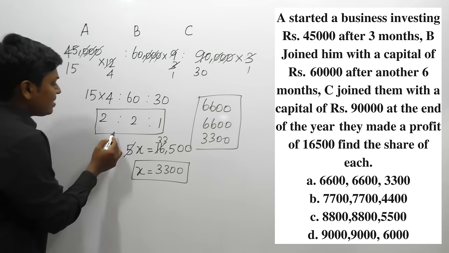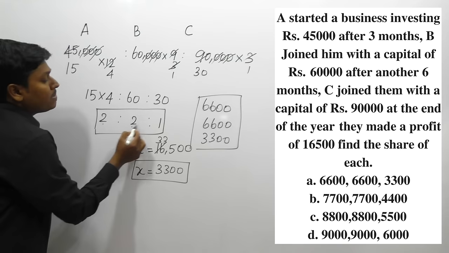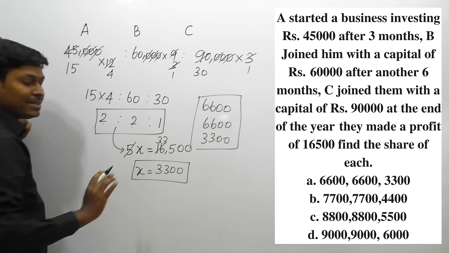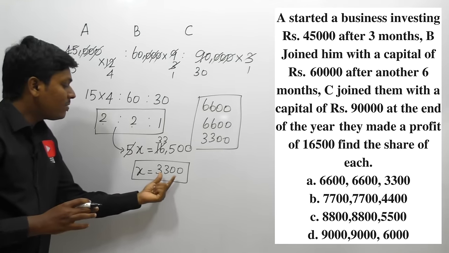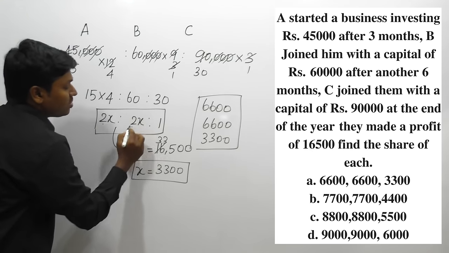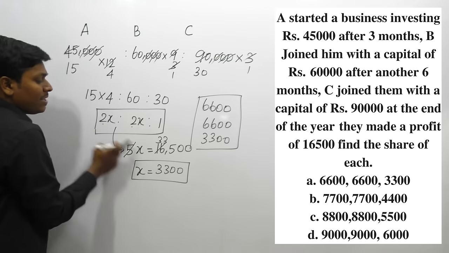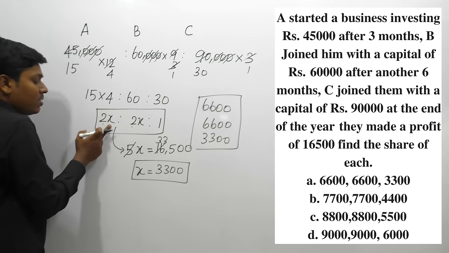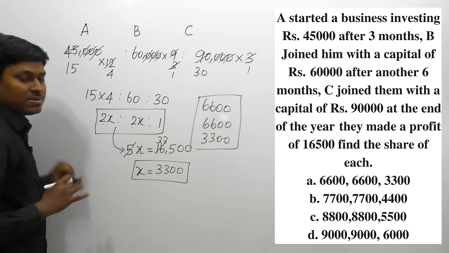Friends, listen here friends, I'm just taking the total parts, right? 2 plus 2 plus 1 will be 5x, so 5x will be 16,500. So we have calculated x is equal to 3300. So this can be written as 2x is to 2x is to x, right? So we know that x is equal to 3300. So 3300 into 2 will be 6600.